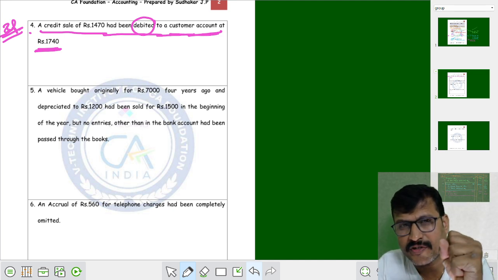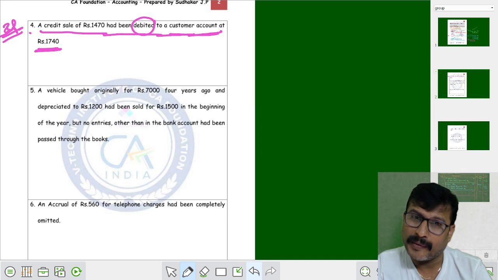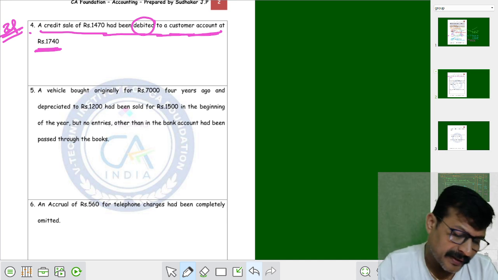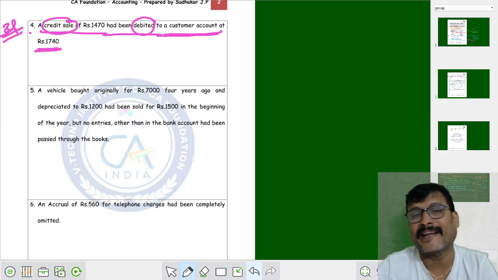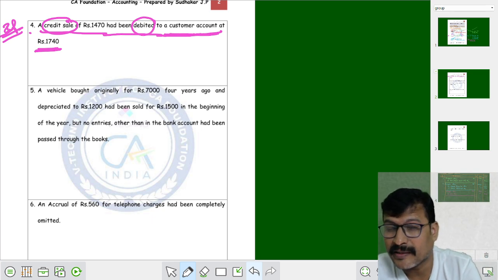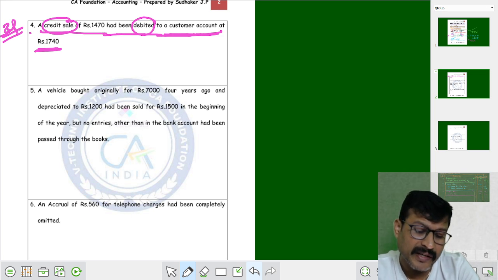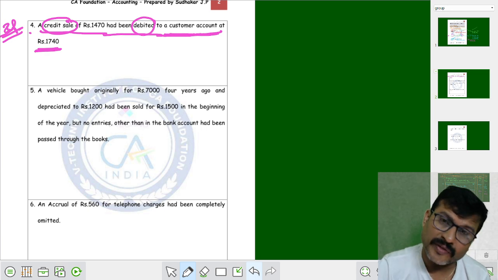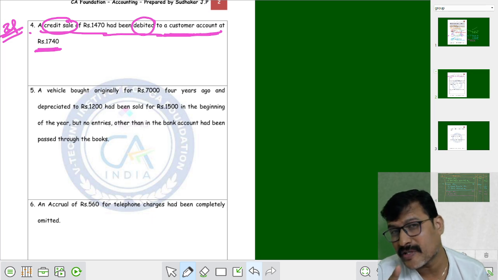Give your love and affection in understanding this. Now, has the problem appeared? Is the mistake committed in sales or in the customer? First you get clarity for that. Where is the mistake committed? Is the mistake committed in recording the sales account, or while recording in the customer's account? Credit sale of 1,470 debited to the customer account as 1,740. Where is the mistake committed?